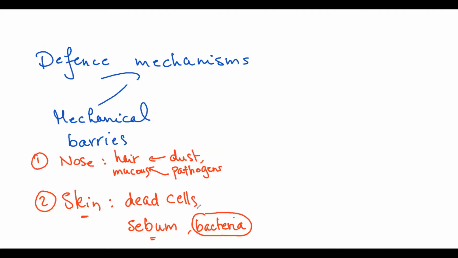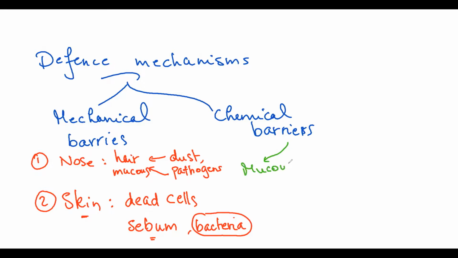Now, suppose pathogens succeeded in entering the body, they are met with the chemical barriers. Chemical barriers means that there are some chemicals that are found in the body that will defend the body against the pathogens, and one of them I just mentioned, the mucus. This is a chemical, of course, and the mucus here, we have to mention it with the chemical barrier, not with the mechanical.